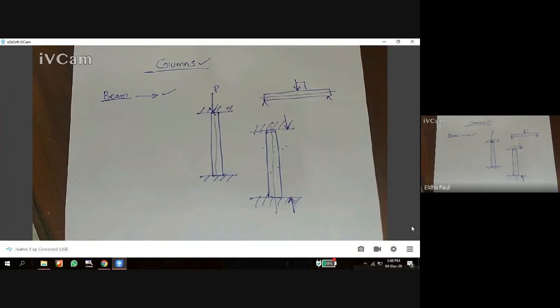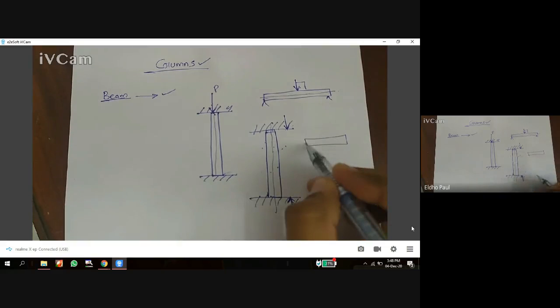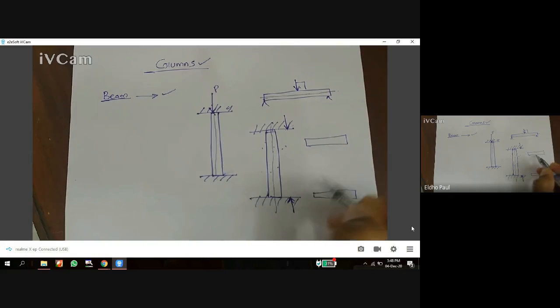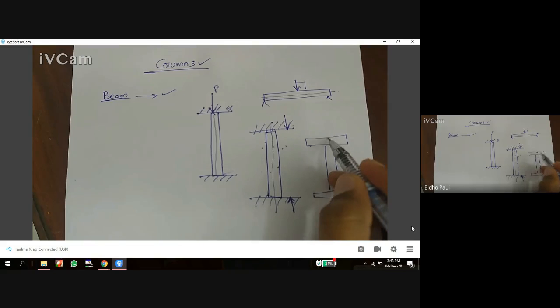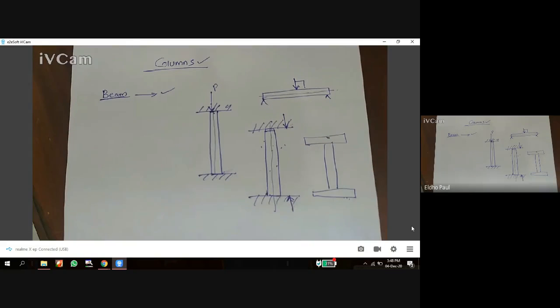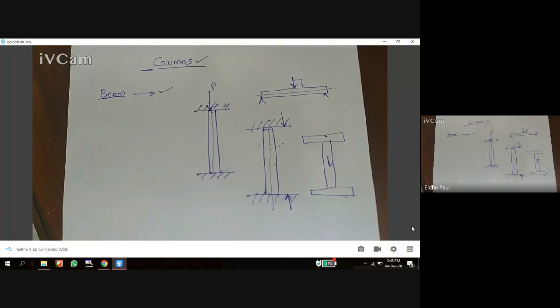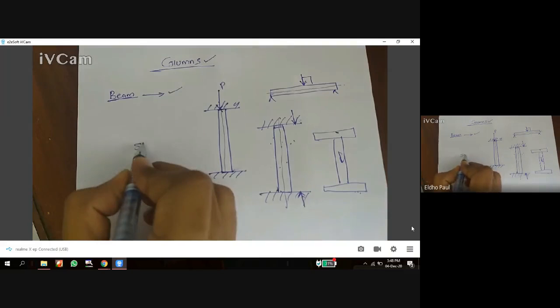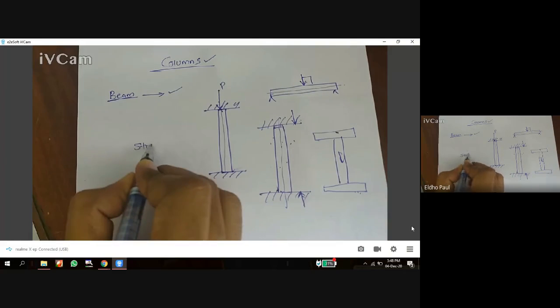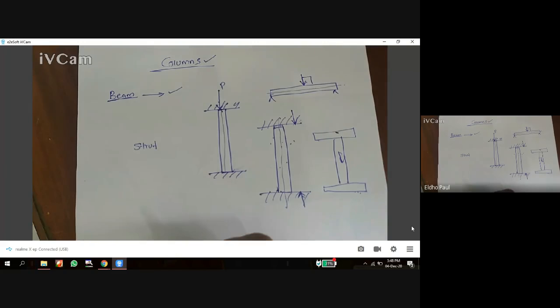For example, in a building, in your house, we use columns to carry the load from the roof to the foundation. Another member which is almost similar to the column is called a strut.